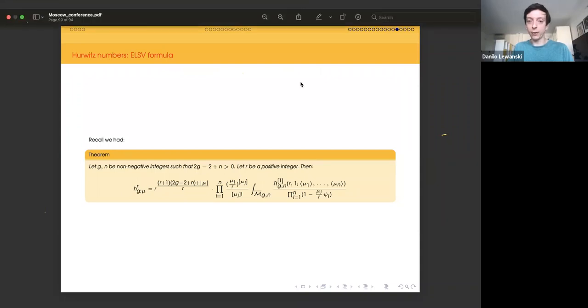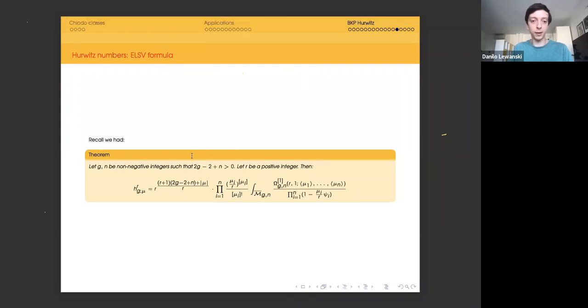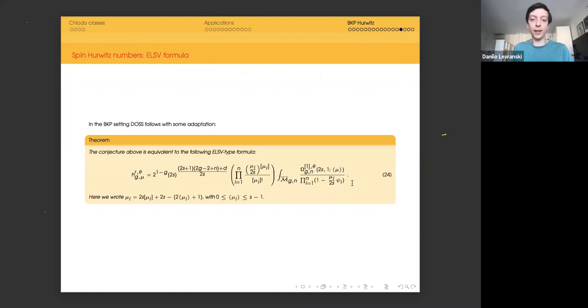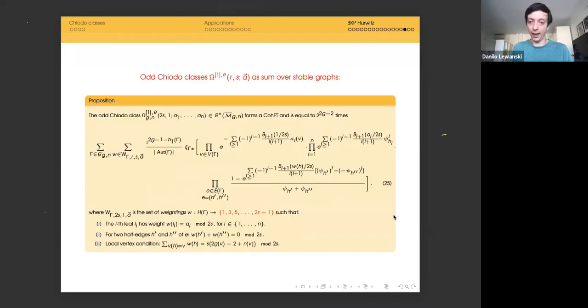About the ELSV formula, and I conclude, just need two minutes, if I may. The ELSV conjecture for Hurwitz numbers with completed cycles looks like that. And here we had the Chiodo class, whereas we exploited the DOSS theorem in this case, which required a few small adaptations to the spin Hurwitz numbers. And we find some class here. And then we wanted to see how much this class differs from the Chiodo class. This is the question. And then using the DOSS theorem, we can get, as before, an expression over stable graphs.